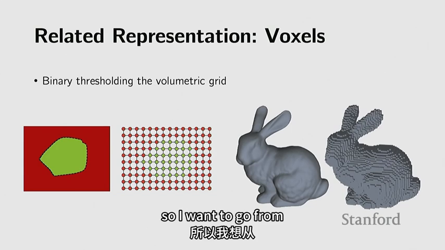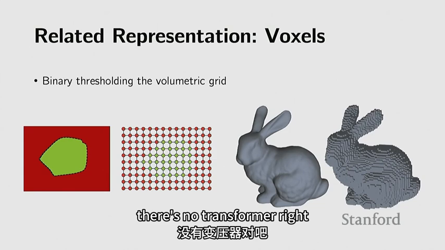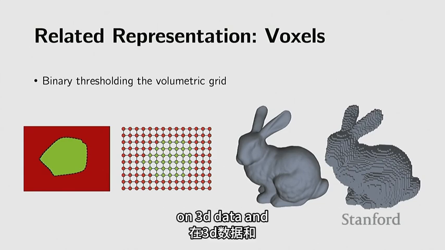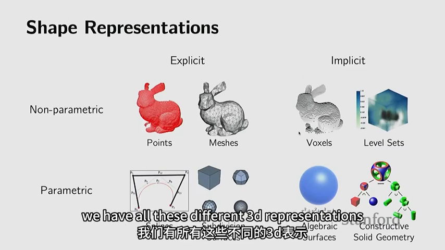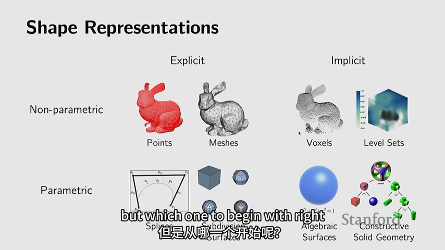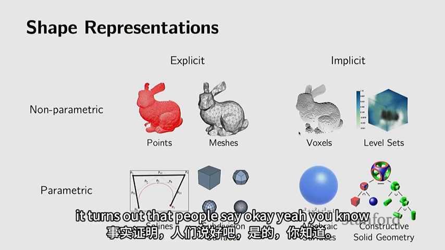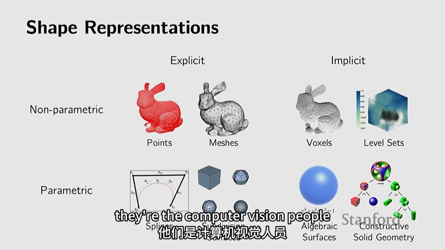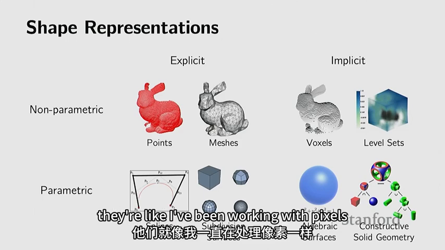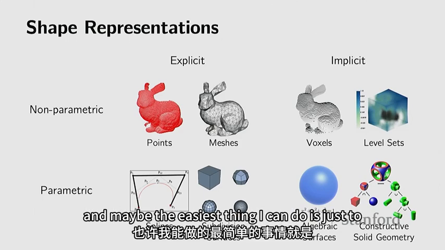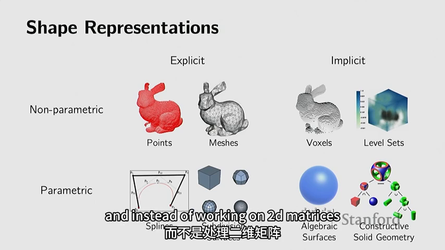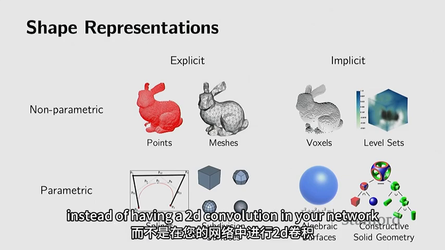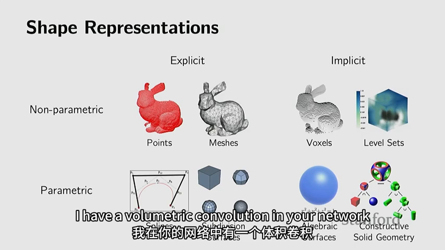So I want to go from 2D convolutional neural networks. In 2012 there was no transformer, so how can I apply a 2D convolutional neural network on 3D data? Everyone knows we have all these different 3D representations, but which one to begin with? It turns out the people who started doing deep learning on 3D data were the computer vision people, not the graphics people. They said, I've been working with pixels, and maybe the easiest thing is to scale up. Instead of working on 2D matrices, I make it work on 3D matrices. That would be the simplest thing I can do. Instead of a 2D convolutional neural network, I have a volumetric convolutional neural network.